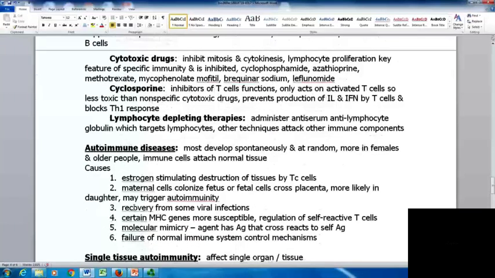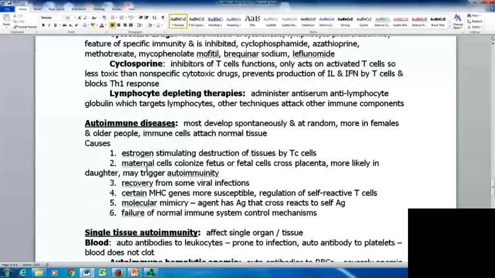So with autoimmune diseases, most of them will develop spontaneously and at random. They're seen more in females and older people. And here the immune cells will attack normal tissue. Causes. One of the causes is estrogen stimulating the destruction of tissue cells by cytotoxic T cells. You can also have maternal cells colonize the fetus, or fetal cells cross the placenta. This is more likely in a daughter, and this may trigger autoimmunity. Recovery from some viral infections can trigger it. Certain MHC genes are more susceptible.